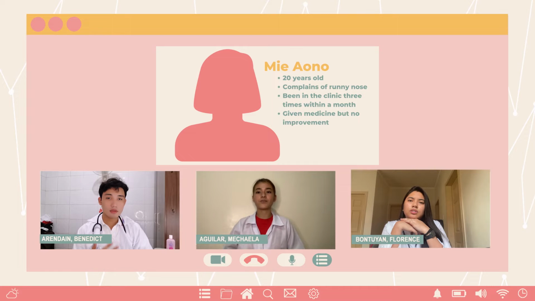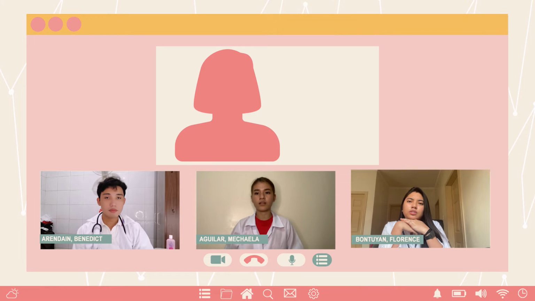Thank you, Doc. So the patient's name is Mi Auna, 20 years old, and she complains of runny nose. Says she's been here in the clinic 3 times within a month, and doctors and nurses already gave her medicines for cold, but to no avail. Says she's also tried alternative medicines, but to no avail as well. This is now her 4th visit.